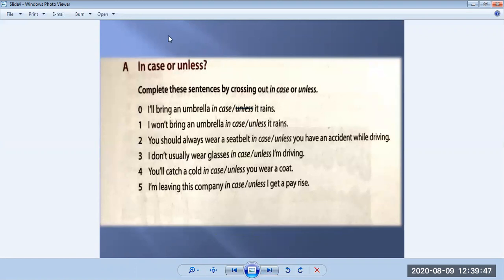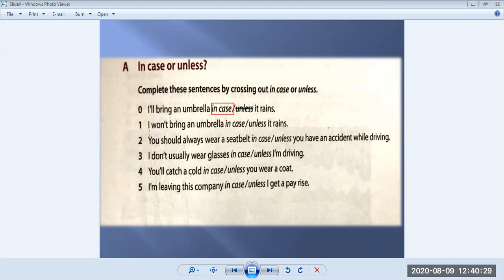Okay, so let's have a look at the exercise now. Here we're going to use in case or unless. Complete the sentence by crossing out in case or unless. Here: I will not bring an umbrella in case it rains. In case, we're talking about what? We're going to cross out unless. Why is that? He is talking about some arrangement. That's why we have used in case. Unless brings the contrast idea. There's nothing to be contradicted about, so we use an arrangement.